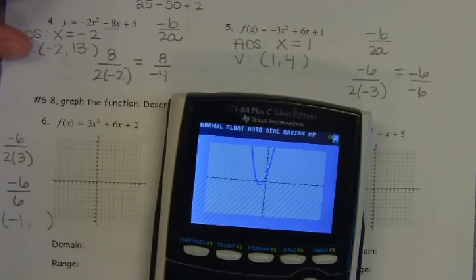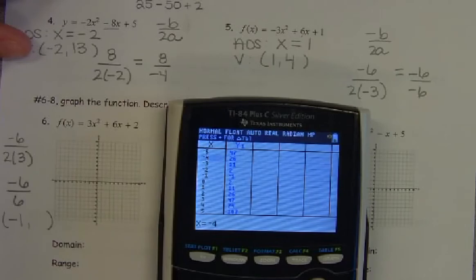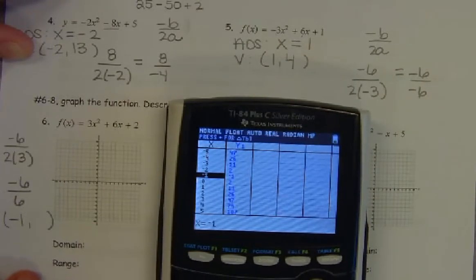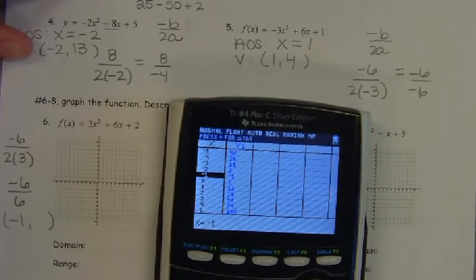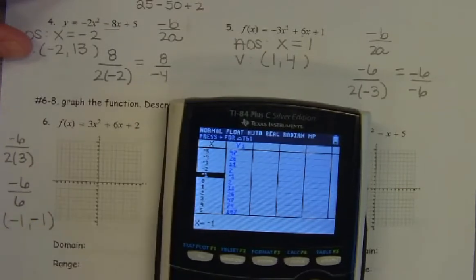and I hit graph, all right, there's my parabola. If I go to my table, I can actually get this value at -1 without having to plug it in. So that's another way of getting the y value of your vertex. So at -1, it's -1.